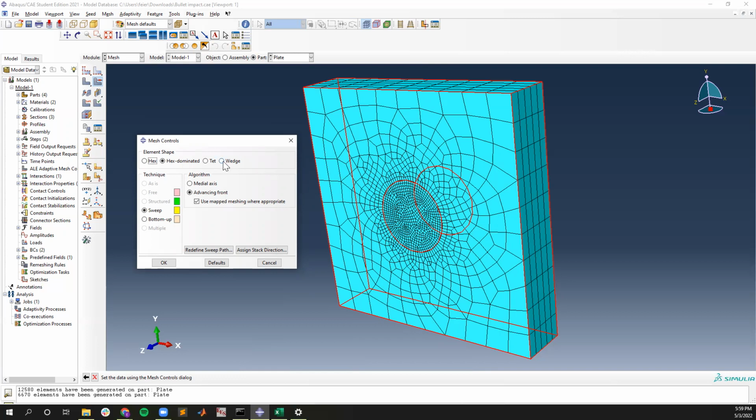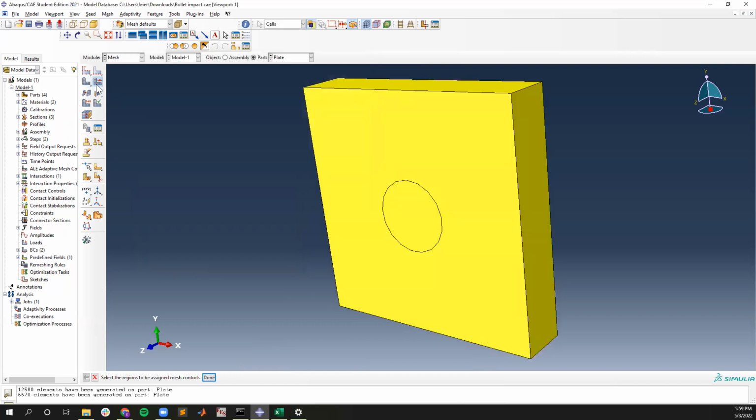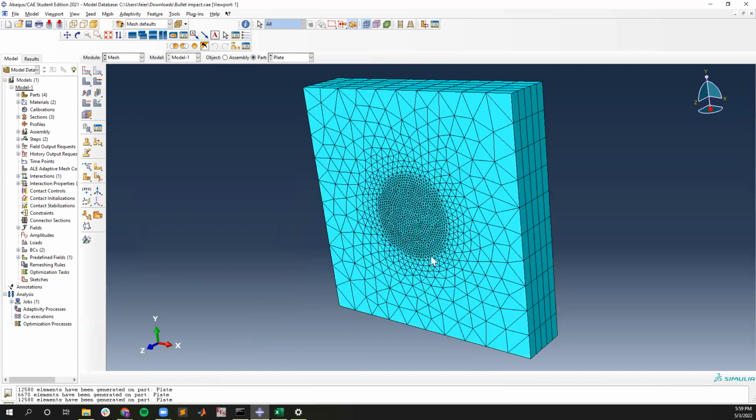So I then changed the type of element to a wedge element, and that is shown right here. As you can see, it's much more symmetrical, although it did add a bunch more elements generated on the plate. This change helped a lot, as the deformation looks a lot more like what I expect compared to the hex-dominated elements.